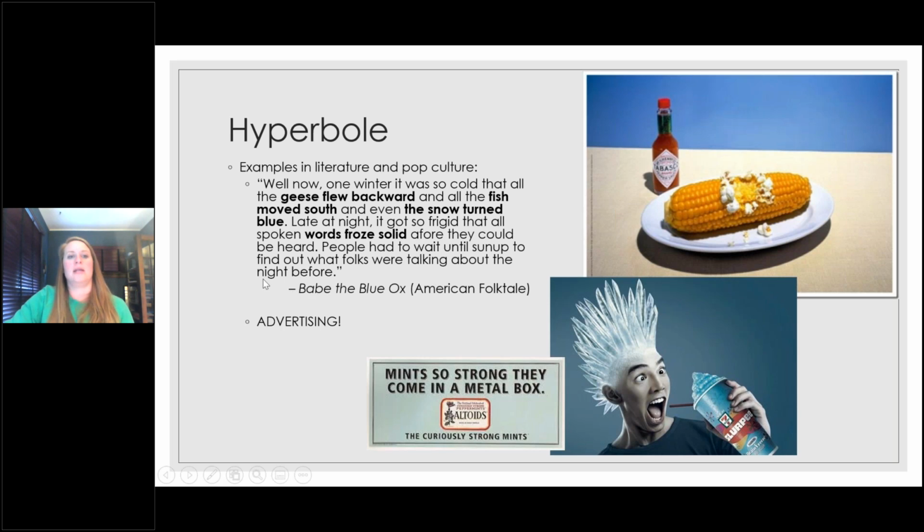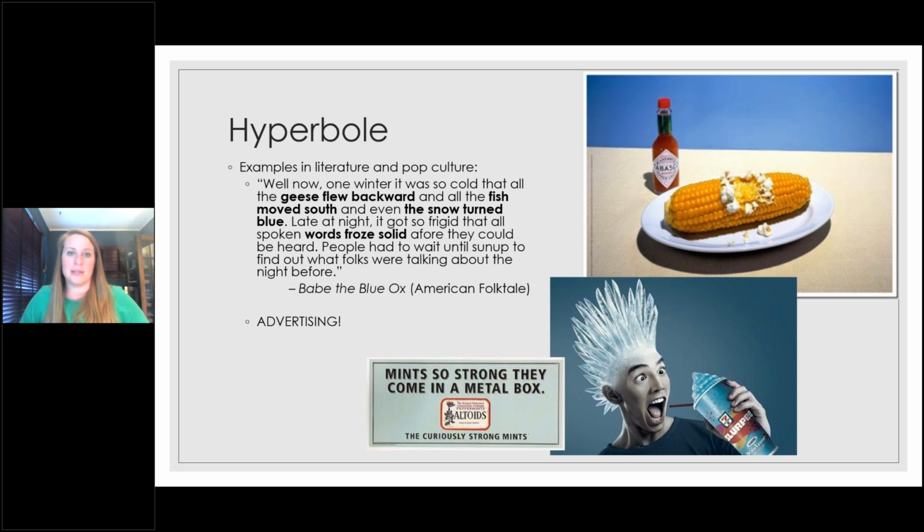Folk tales and fairy tales are also great examples of hyperbole because you'll see a lot of things being exaggerated. So if we look at this passage here from Babe and the Blue Ox, which is like a Paul Bunyan story, if you've ever heard of that. It says, well now, one winter it was so cold that all the geese flew backward and all the fish moved south, and even the snow turned blue.